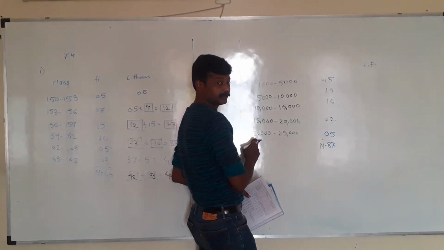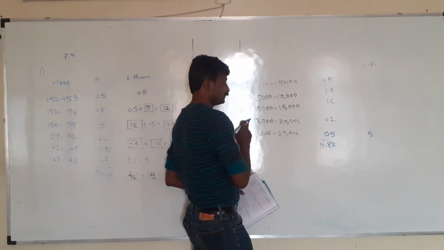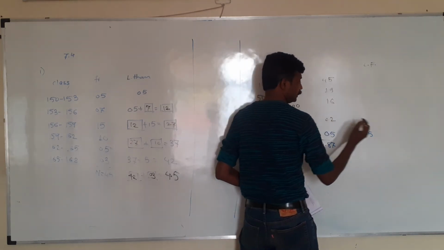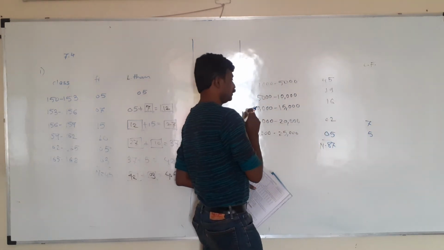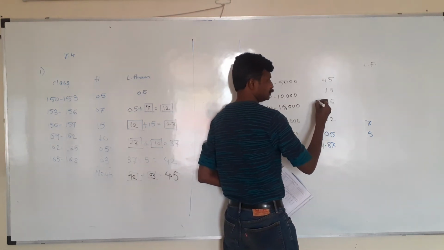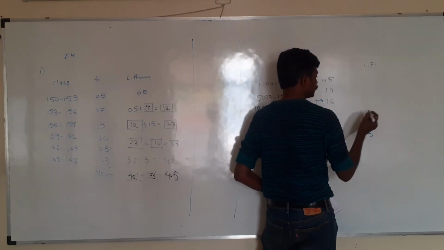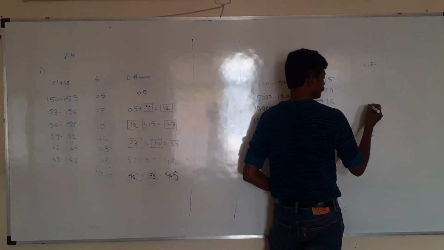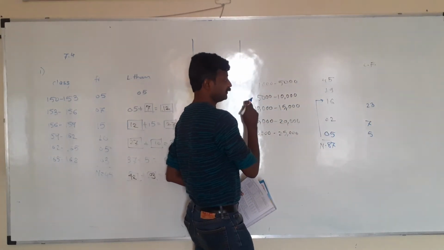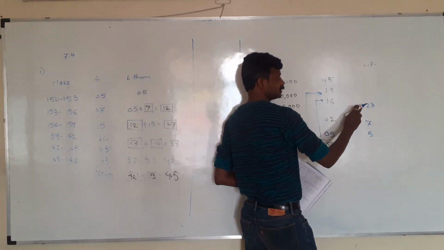So cumulative frequency more than 20,000: the answer is here, 5. Cumulative frequency more than 15,000 is the addition of 2 frequencies, 5 plus 2, 7. Cumulative frequency more than 10,000 is the addition of 3 frequencies. The total of these 2 is 7, so 7 plus 16 will be 23. Next, cumulative frequency more than 5,000: addition of frequencies till here. Till here the total is 23.